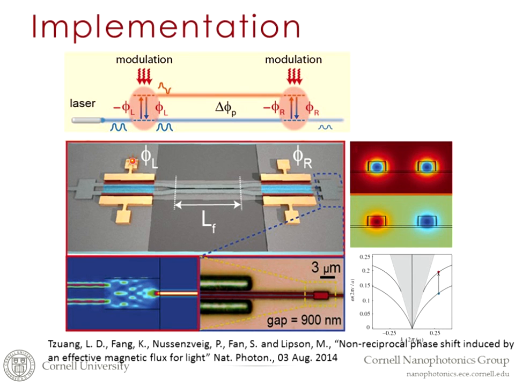Again, you have a modulator on the left that can apply a phi L phase, and a modulator on the right that can apply a phi R phase. And in the center, we change the geometry of the waveguide so that we can generate this delta phi P, which is the phase shift between the photons in these two optical modes. All you need to remember is that this delta phi P is linearly proportional to LF, and this LF number will come up later.